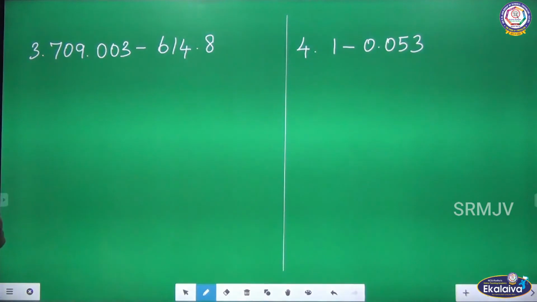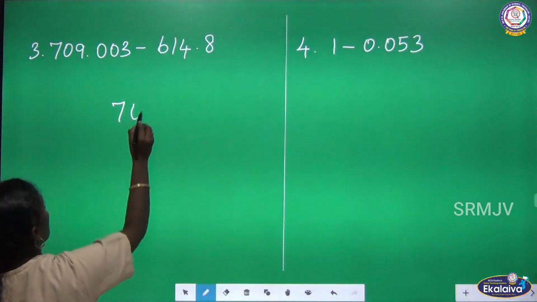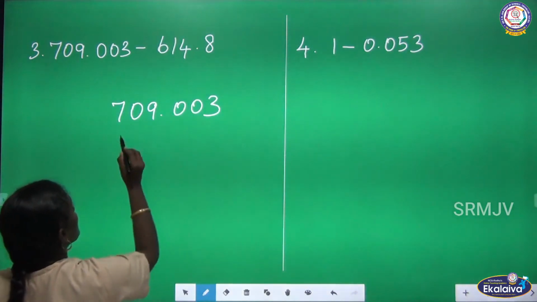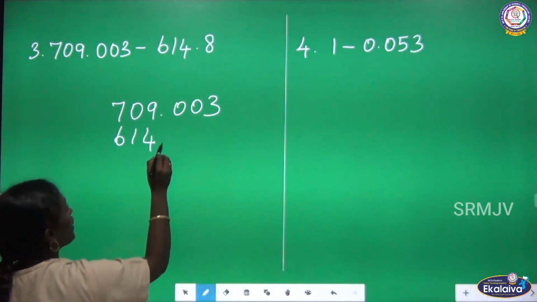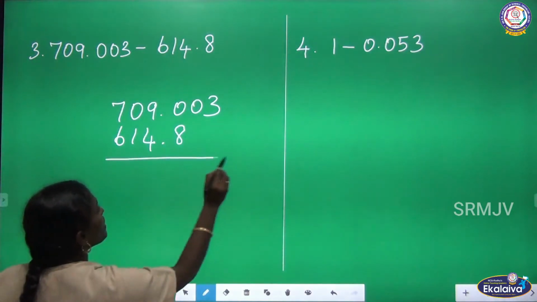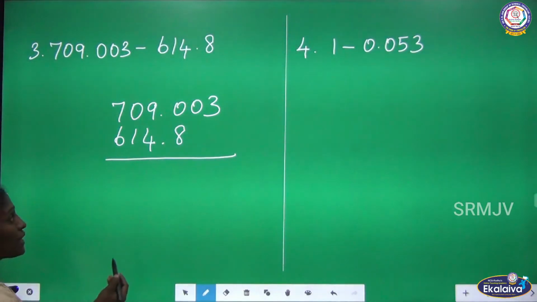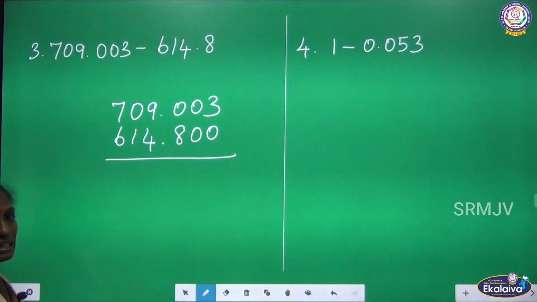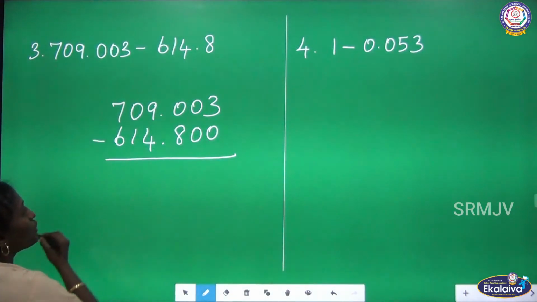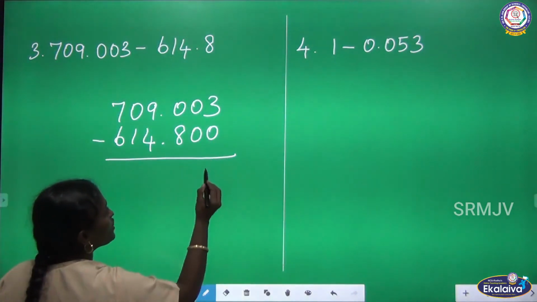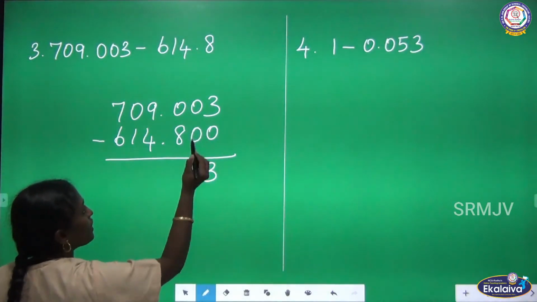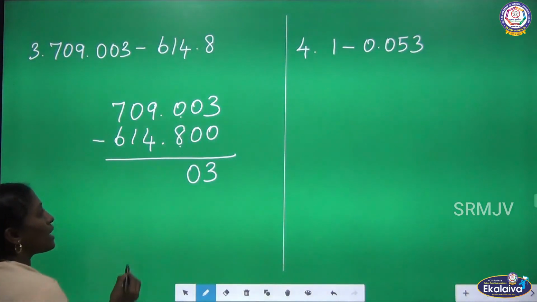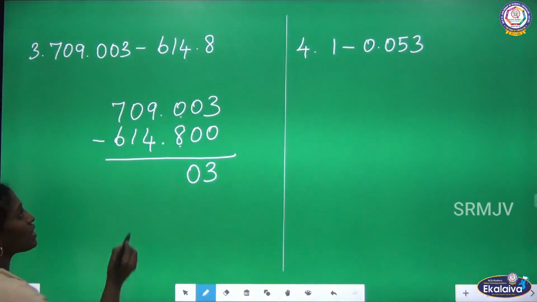Then the next number is 709.003. Here 614.8. In the second number we are having only 1 decimal place. So we have to add 2 zeros to make them like decimals. Now we have to do the subtraction. 3 minus 0, 3. 0 minus 0, 0. Here 0 minus 8. 0 is the smaller number. From 0 we can't subtract 8.